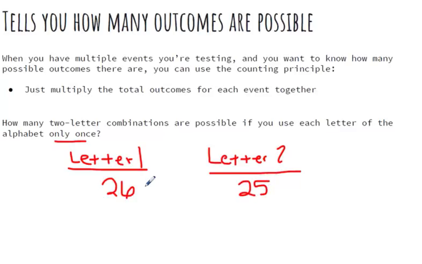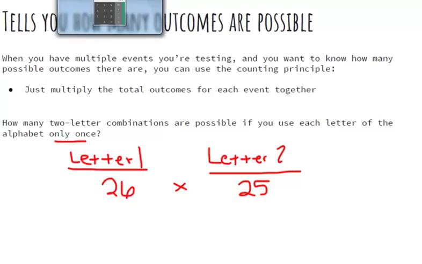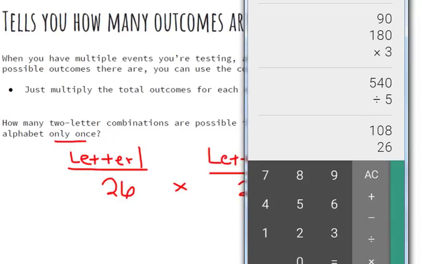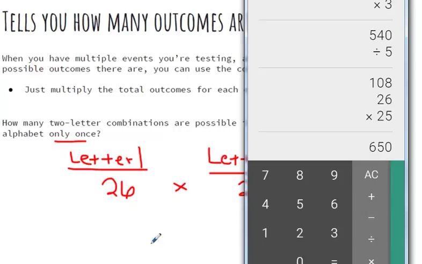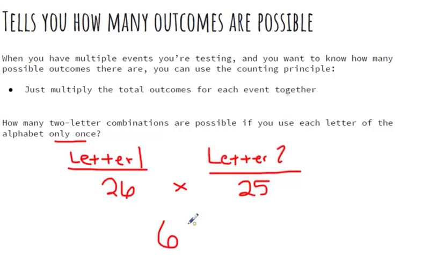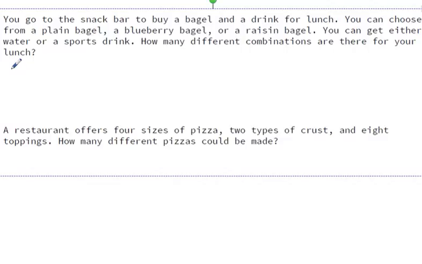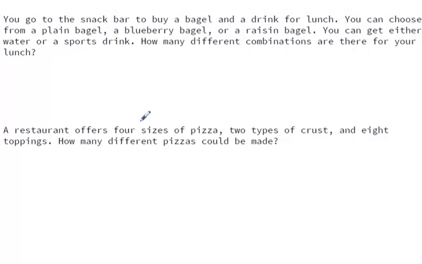So what we do is we multiply our total number of outcomes for our first event by the total number of outcomes for our second event, and we get the total number of combined outcomes. So 26 times 25 is going to give us 650 possible outcomes or combinations of letters. Pretty easy. So we've got a couple more examples here.